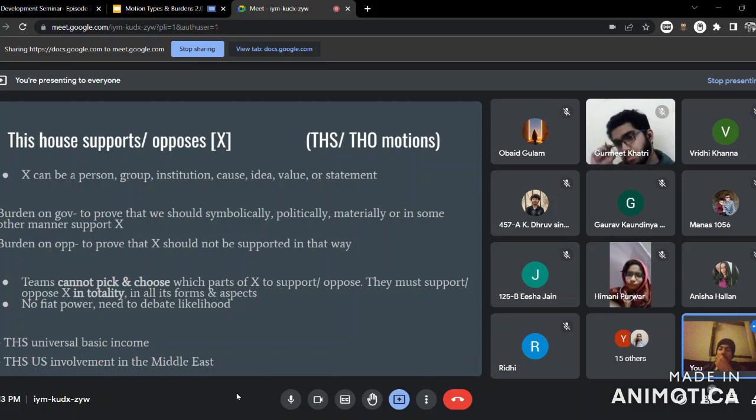So the motion is this house supports universal basic income. Now, obviously, this is a controversial debate, right? What you cannot do as government is say that we only support universal basic income for poor people because, अरे, उनको तो खाना पीना नहीं मिलता है या मुश्किल होती है तो उनके लिए हम करेंगे, but we don't support it for rich people. This is not something that you can do as government.